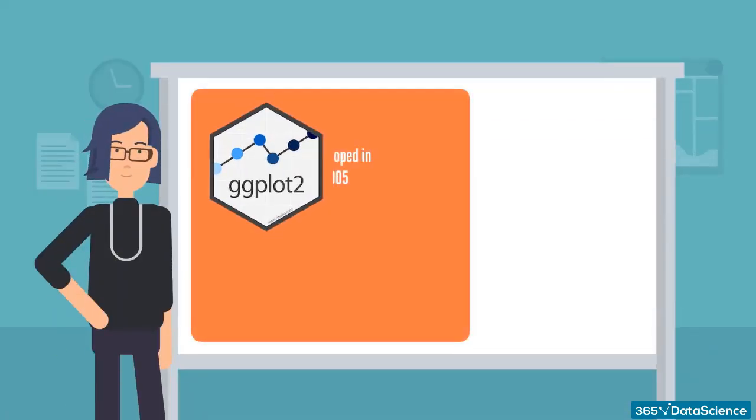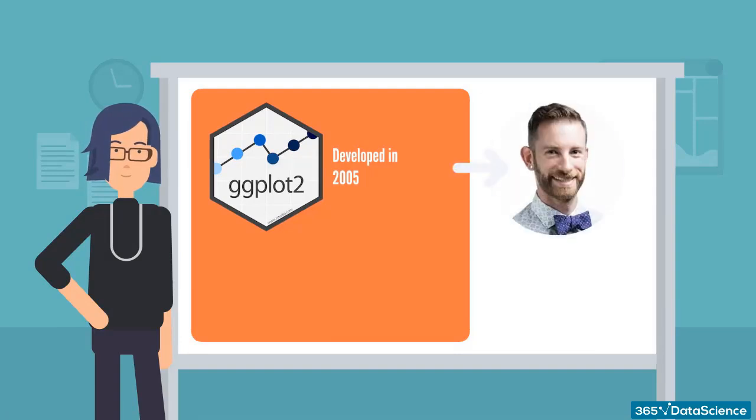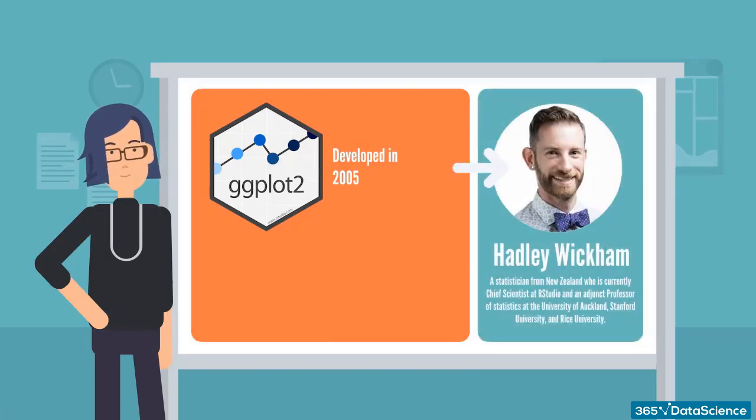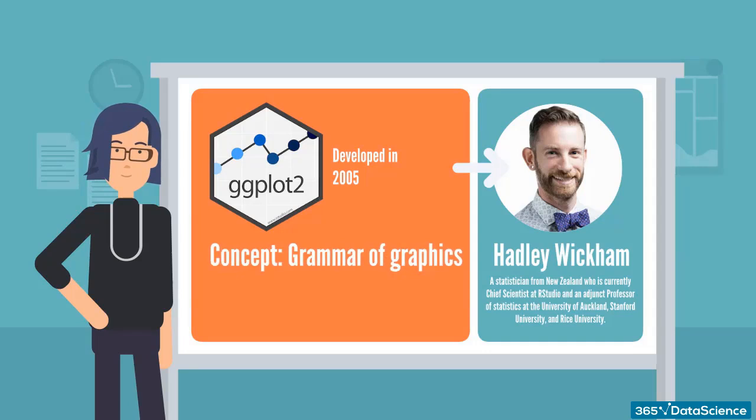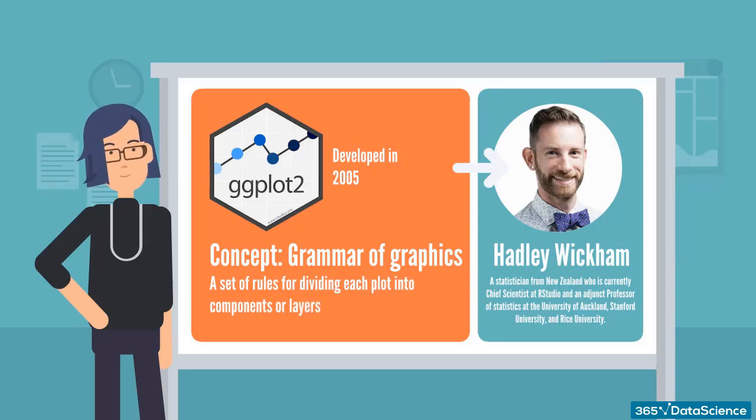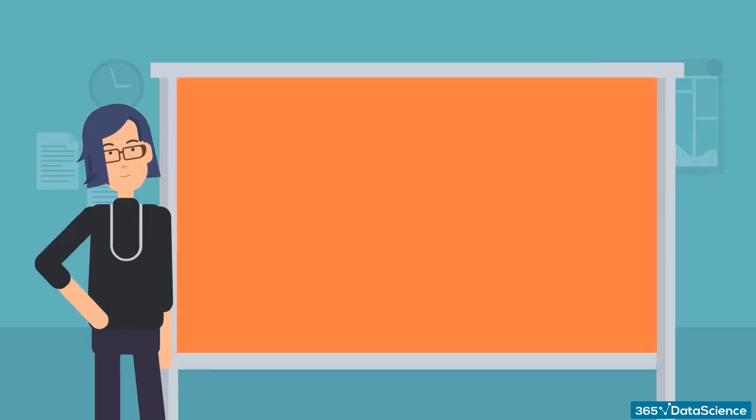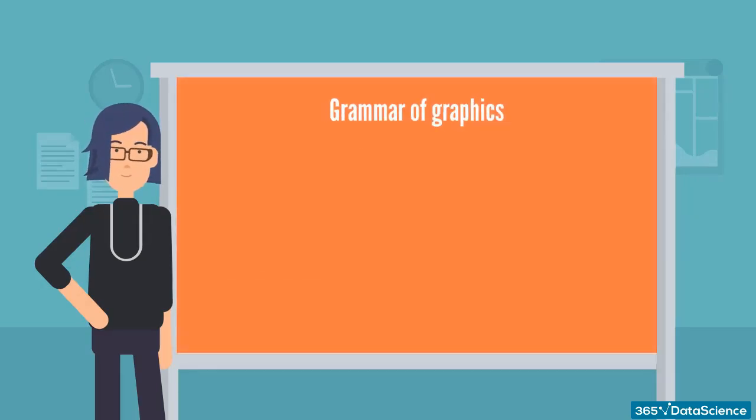ggplot2 was developed in 2005 by Hadley Wickham. It relies on a concept known as the grammar of graphics, which is a set of rules for dividing each plot into components or layers. It is also the basis of how each ggplot is created, which is why it pays off to explore the grammar of graphics in more detail. Without further ado, introducing the grammar of graphics.